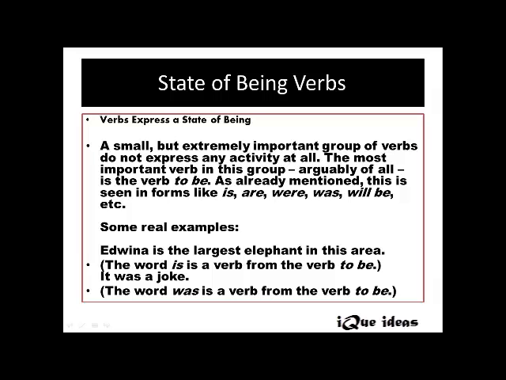Some examples. Edwina is the largest elephant in this area. The word is is the verb in this sentence which falls into the category of to be form. One more. It was a joke. The past form of to be is was. Was for singular, were for plural. Don't say "where." Where becomes a place. You're asking for a place. So it has to be pronounced as "were."